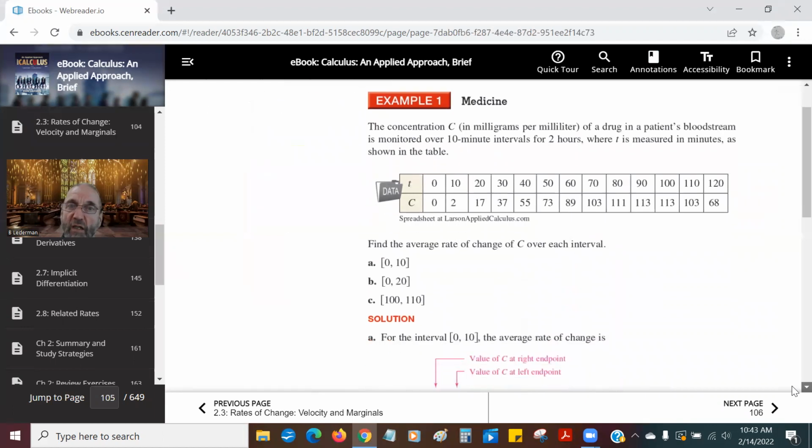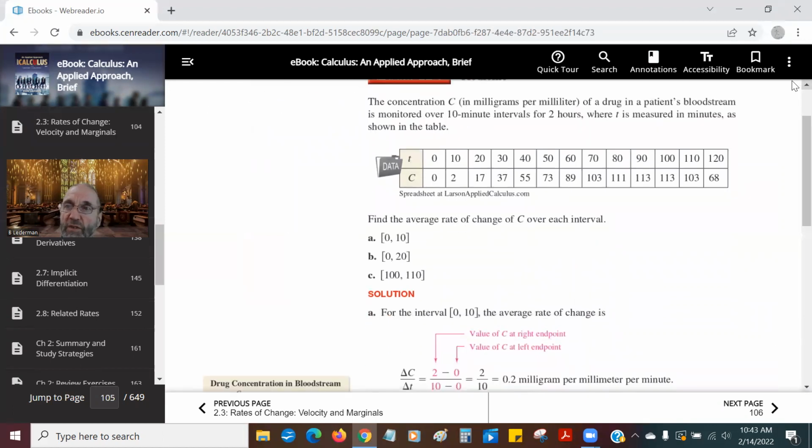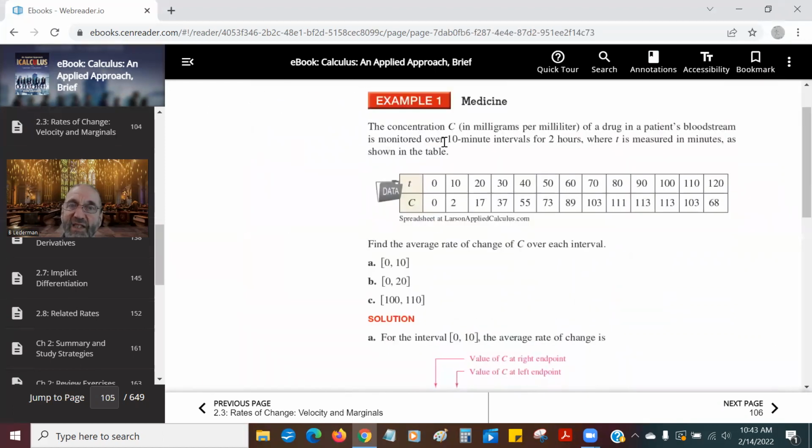So medicine, okay. The concentration C, in milligrams per milliliter of a drug in a patient's bloodstream, is monitored over 10-minute intervals for 2 hours, where t is measured in minutes as shown in the table. Find the average rate of change of C over each interval. So let's look at 0, 10. Well, that's when t equals 0, that's when t equals 10.